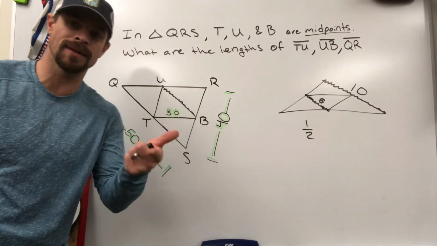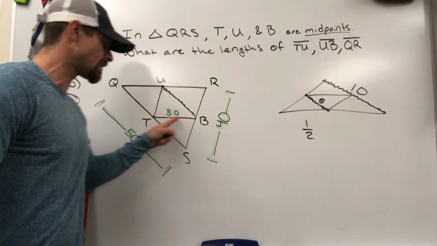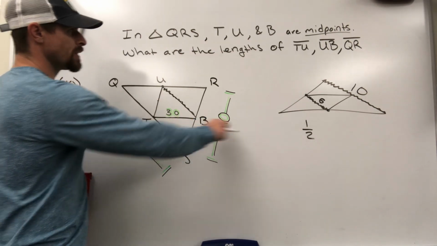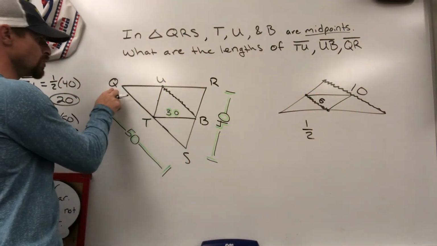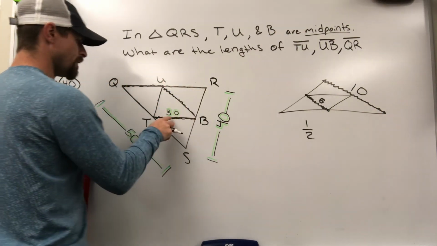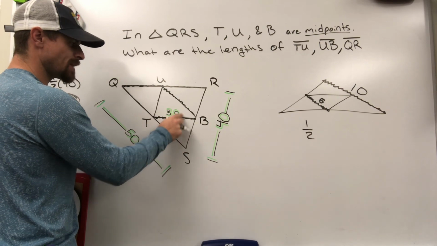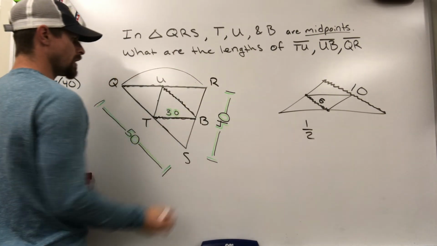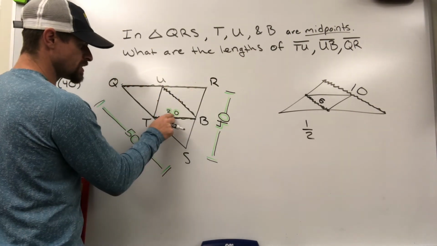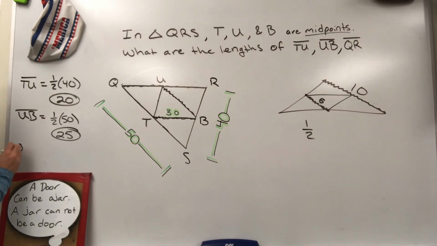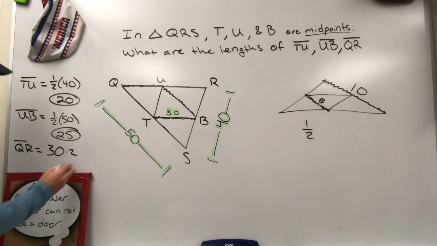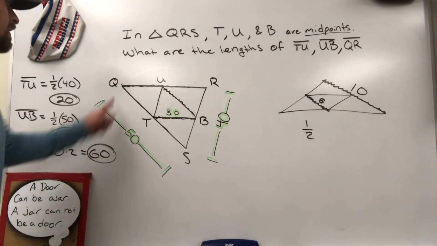Now this last question is a little bit different because they're giving you the mid-segment length. So if the mid-segment length is 30 for TB, that's going to correspond with QR. We have a parallel line here and a parallel line there. If that's 30, remember that's the smaller one, so it's got to be half of whatever QR is. If 30 is half of QR, we can just double that 30, and segment QR would have to be 30 times 2, which gives me 60 units for QR.